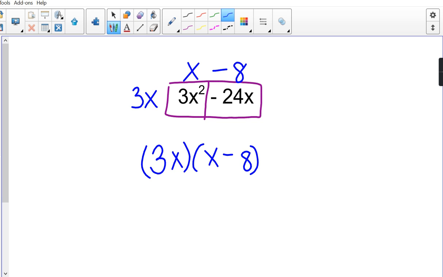Now looking at these, 3x, simplified as it could be, can't factor it again. What about x minus 8? Could x minus 8 be factored again? Nope, I don't see an x squared there, right? I don't see any quadratic, I don't see any common factor, so we are done. This is all we needed to do for this factoring problem.